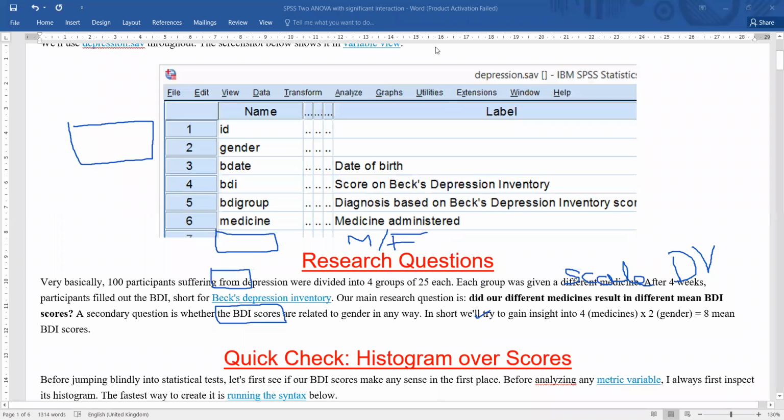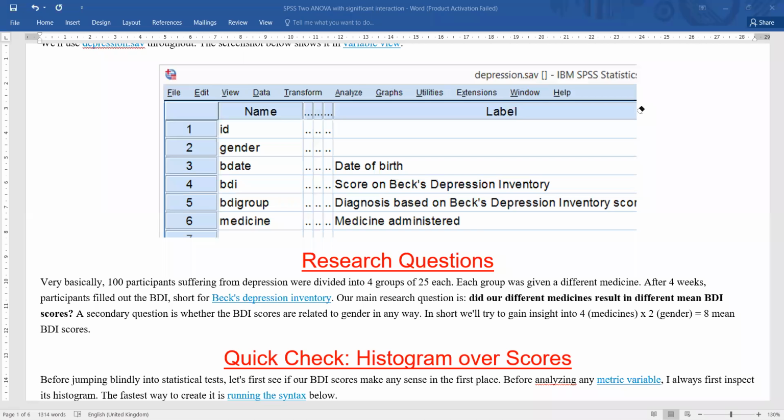The research question. Our main research question is, did the different medicines result in different mean BDI scores? It means the average BDI score for the different medicines is the same or not. This is the first null hypothesis. Along with it, a secondary null hypothesis is that BDI scores are related to the gender in any way. It means the average BDI score is the same for male and female, or it is significant. So these are the two null hypotheses that we have to check in two-way ANOVA.